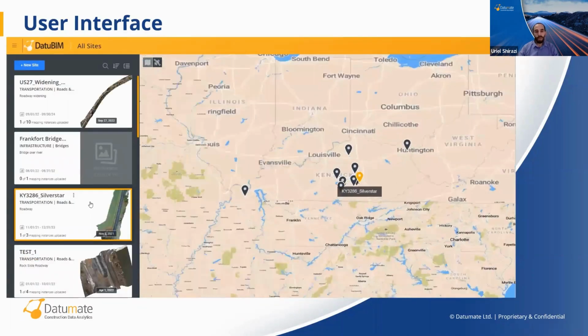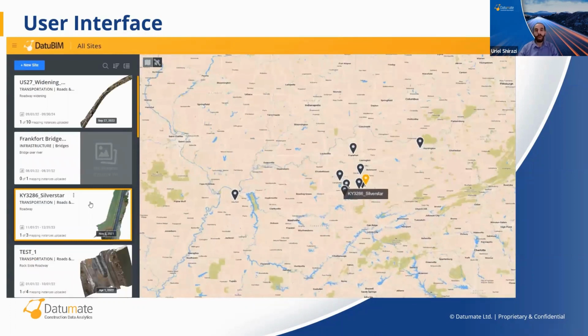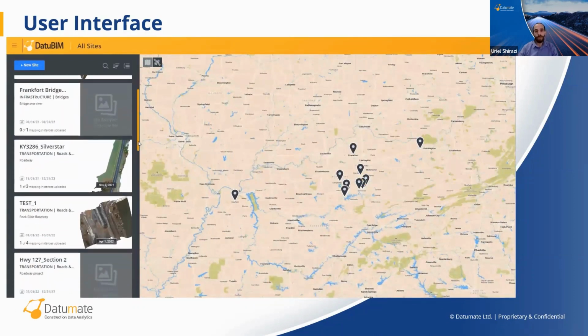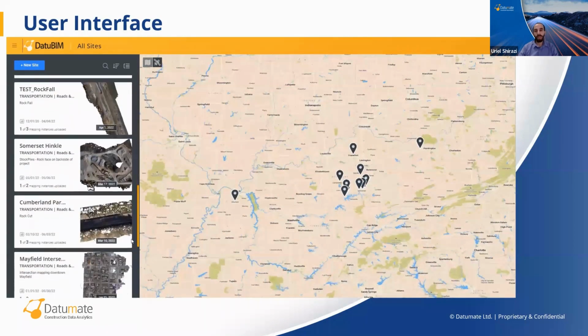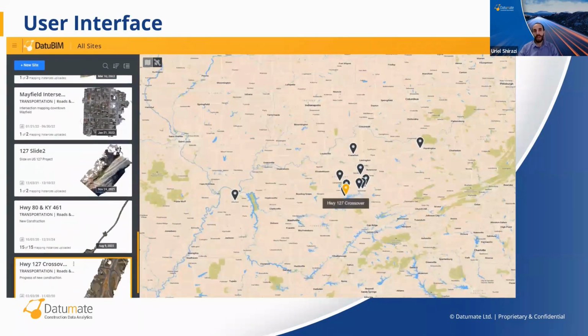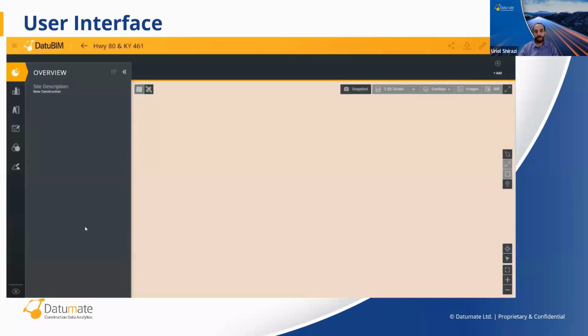Once logged in, we see all the projects that we are assigned to on a map and in a digital notebook on the left side of the screen, together with more information and images of each and every project. Let's choose one of them and visit it.